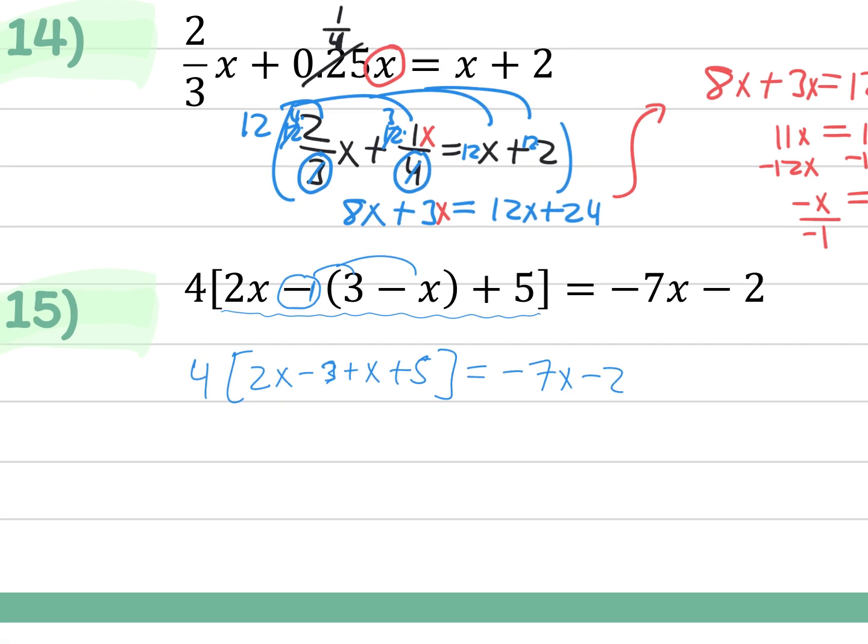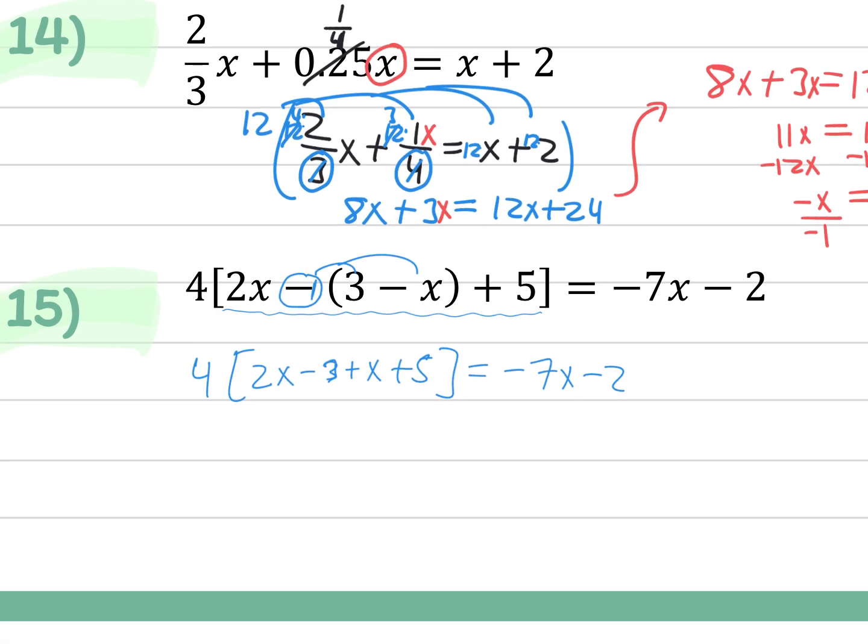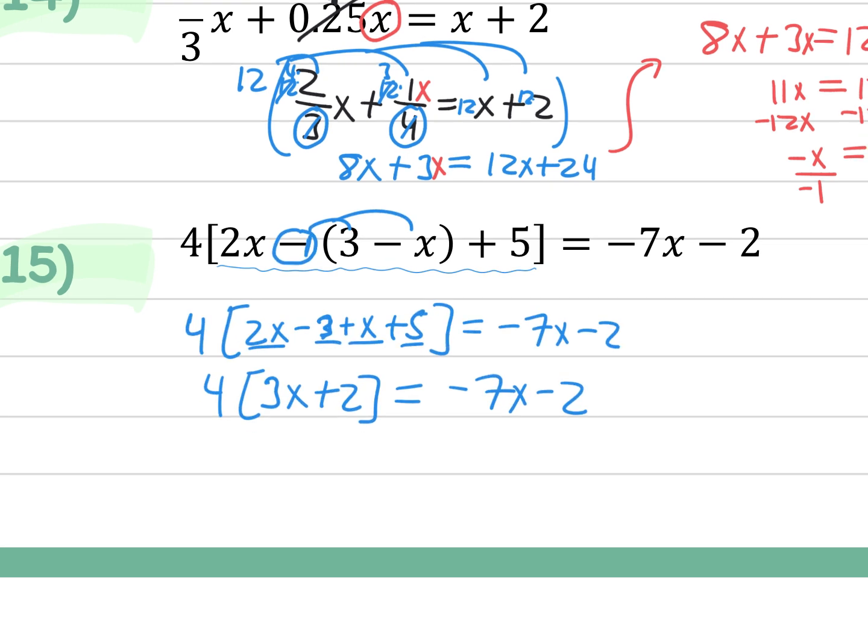All right, and then do a little bit more simplification on the inside of our brackets. Again, order of operations, it's going to be a 4 times 2x plus x is going to get you a 3x. -3 plus 5 is going to get me a positive 2 equals -7x minus 2. And then from here, this looks like something that we've done several times already. So I'm going to take that 4, distribute it to everything on the inside. I get 4 times 3x is going to get you a 12x. 4 times 2 is going to get you 8 equals -7x minus 2.